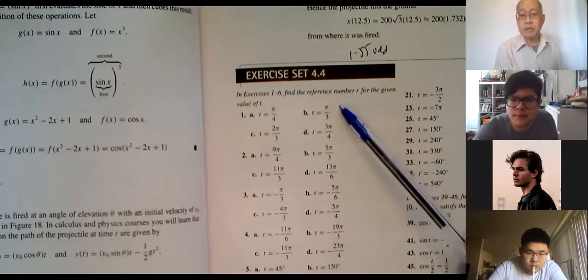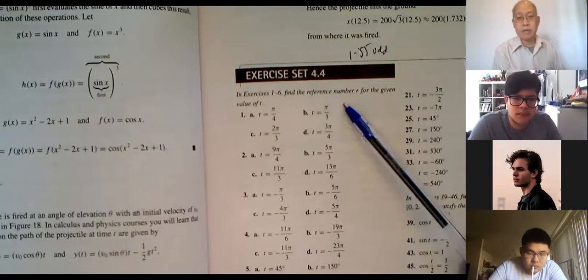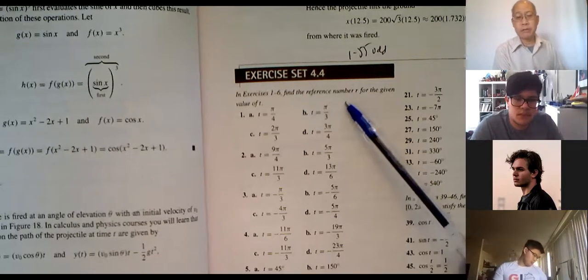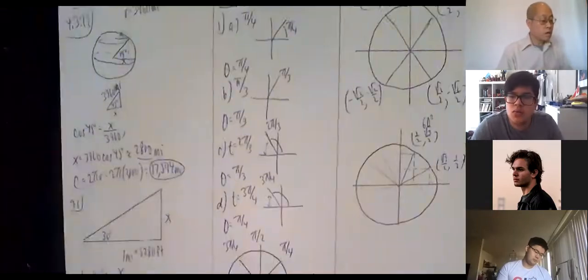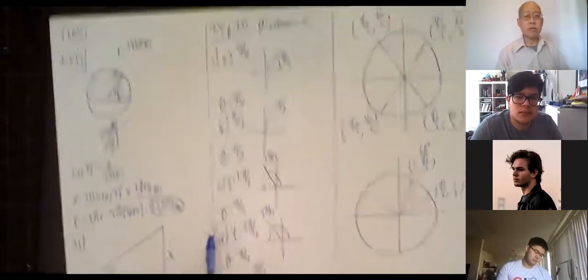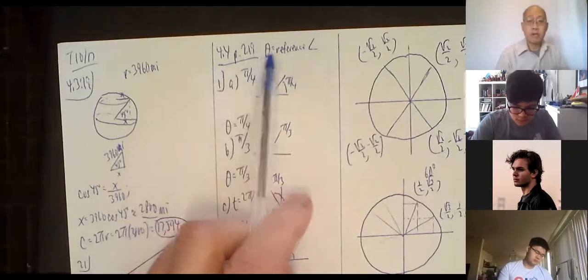All right. And by the way, when it says find the reference number, that's the same as a reference angle. You may have heard the language reference angle. I'm not sure why they say reference number, but it's the same as a reference angle from Trig. Okay. All right. So some of the problems are in degrees and some are in radians. Okay. So 4.4, page 219.